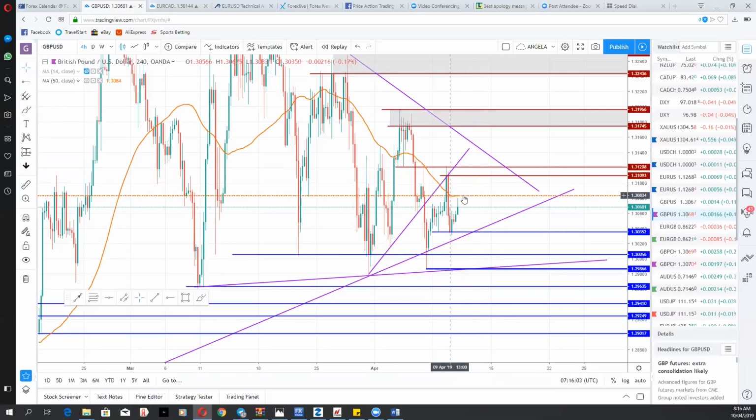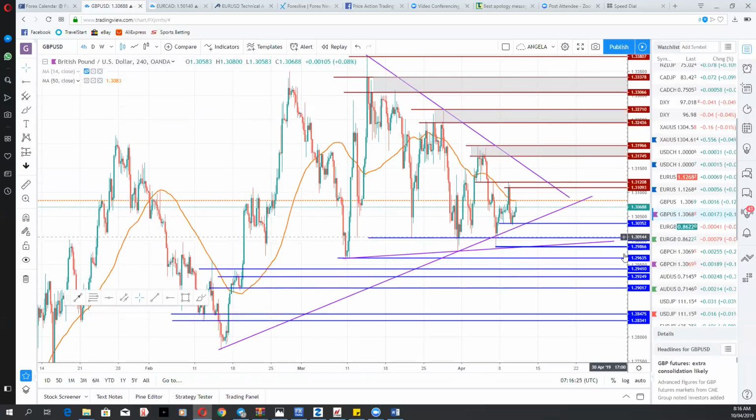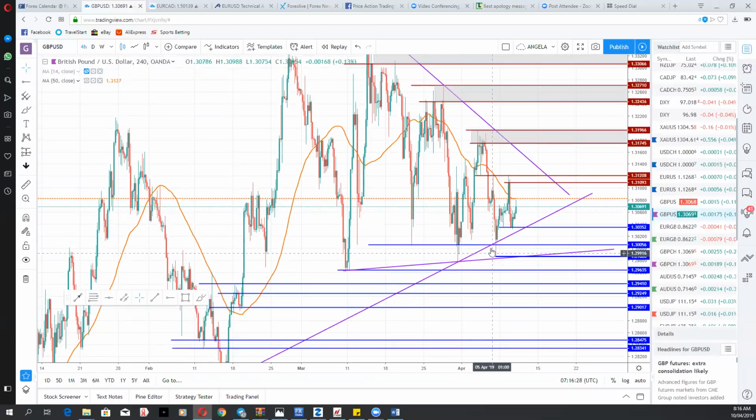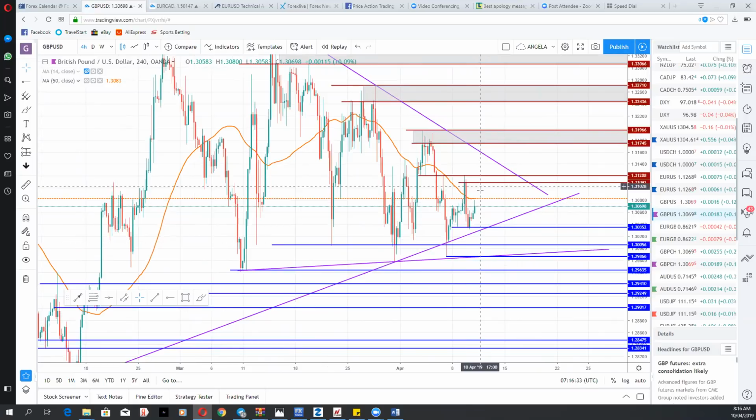Now the 4-hour 50 SMA is giving it a bit of a challenge, so you may see price drop down. As long as this 1.3035 holds, there is a possibility that price may still move higher. But a break below this first level of support and this trend line, as you can see, this trend line is coming all the way from here. There was a false break here. There was a false break here. So there is a possibility that price may try to move higher if these areas of support hold.